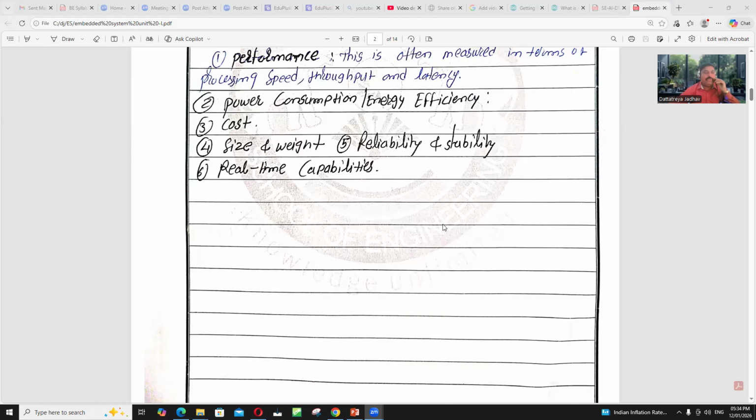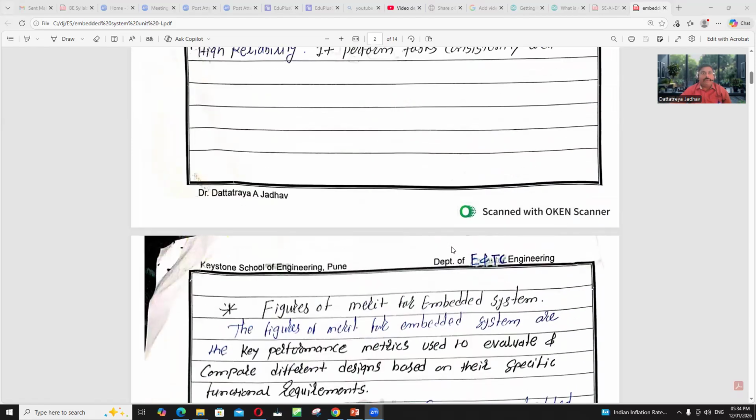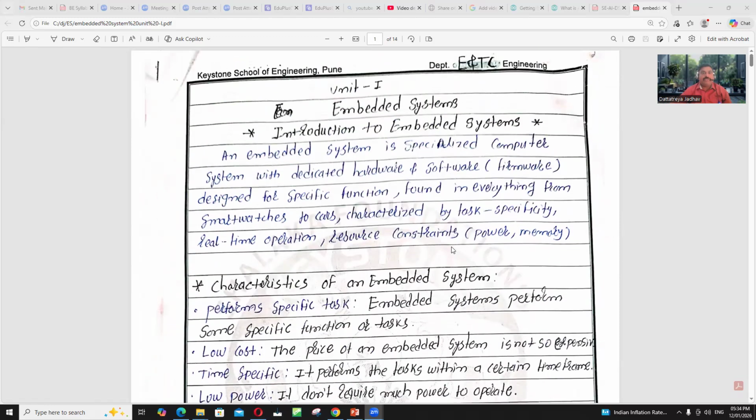Now, in the last two lectures, we went through an overview of the embedded system syllabus and structure. What are the parameters the embedded system syllabus considers? What is the importance of embedded systems? What are the applications of embedded systems? Which companies will hire students who have knowledge of embedded systems? Then we went on with the last lecture.